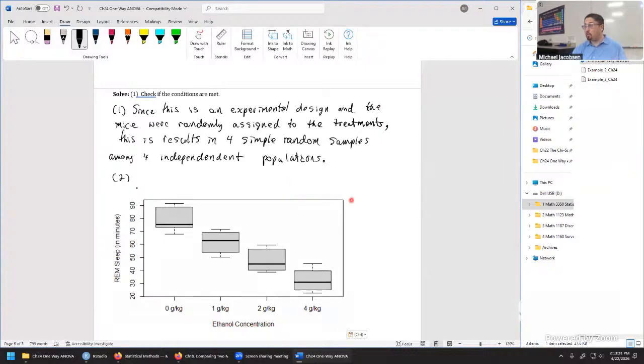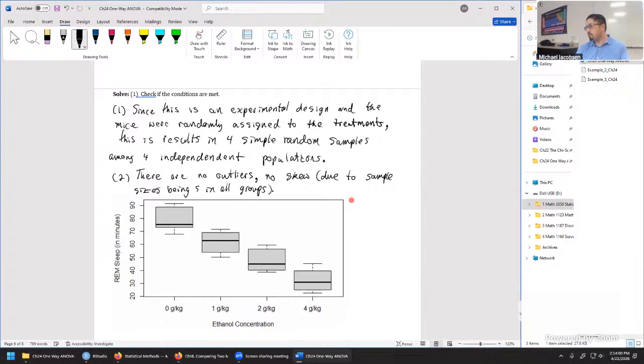So visualizing the data for part 2, we can say there are no outliers and no skew due to sample sizes being 5 in all groups. So this condition is met. And in fact, what about equal variance conditions?